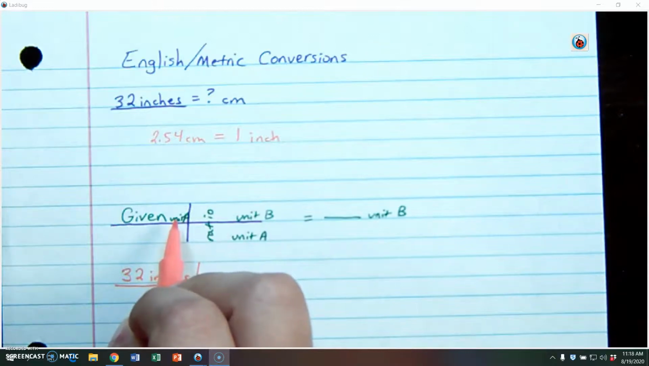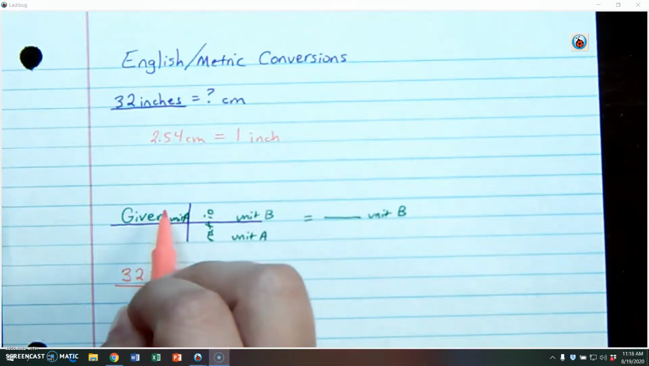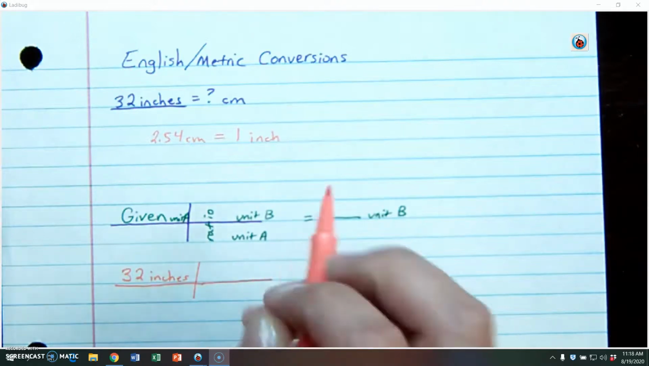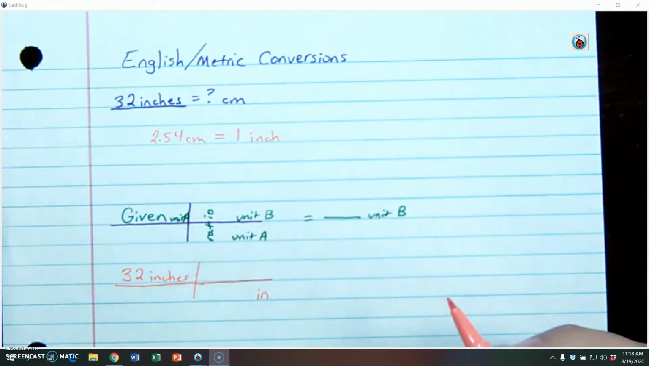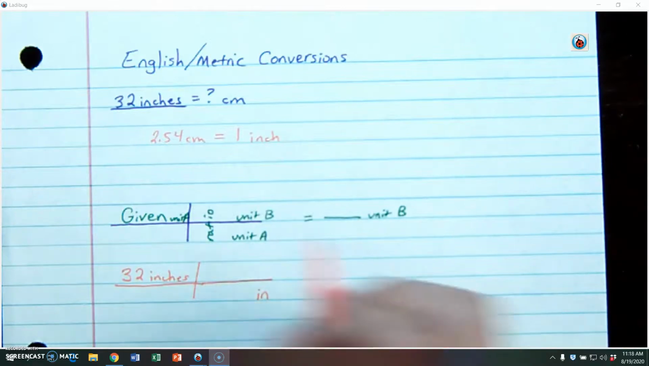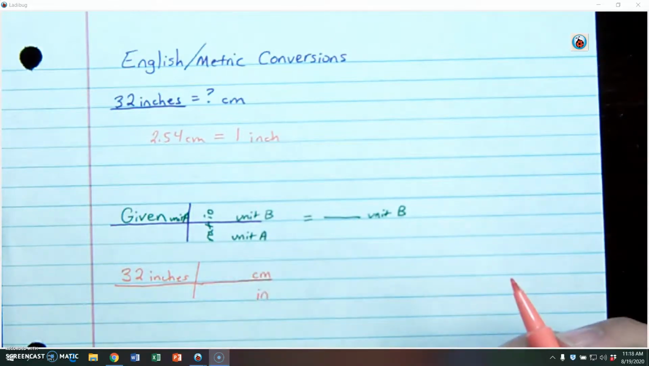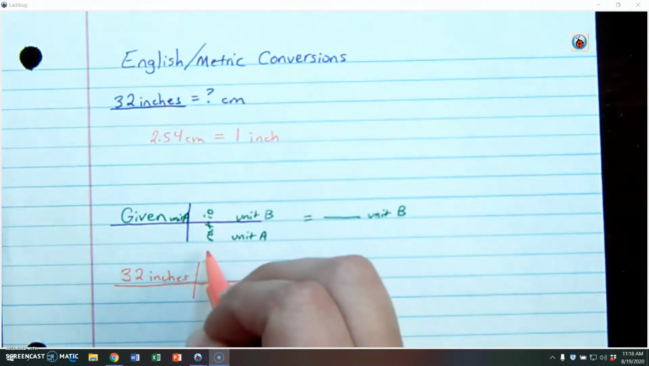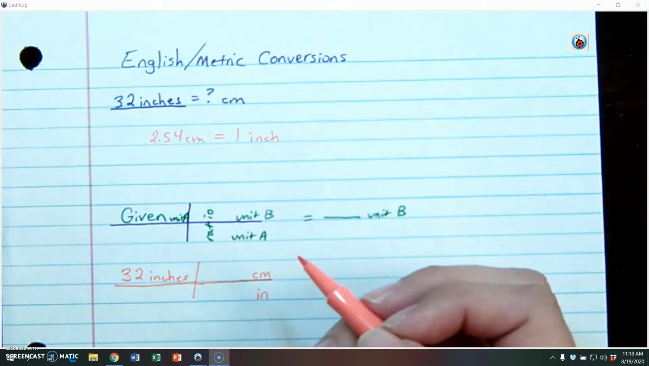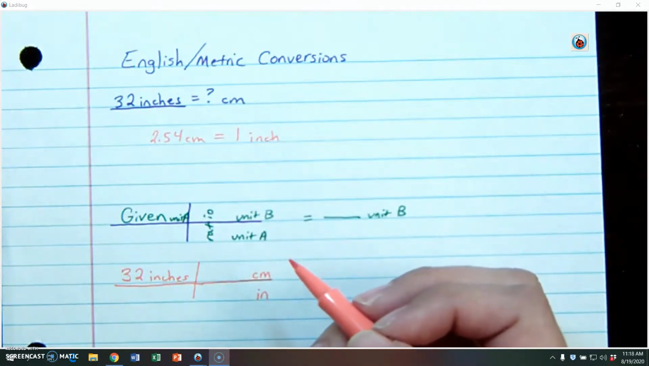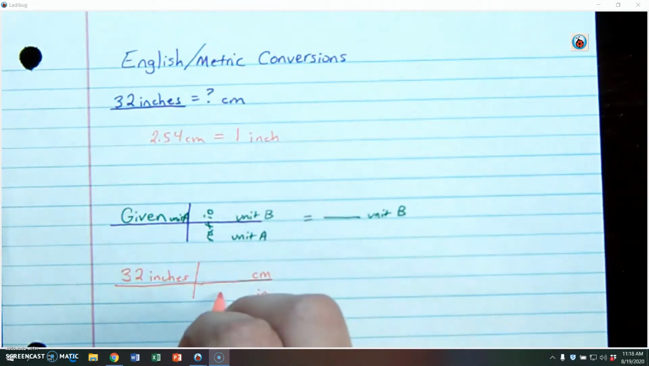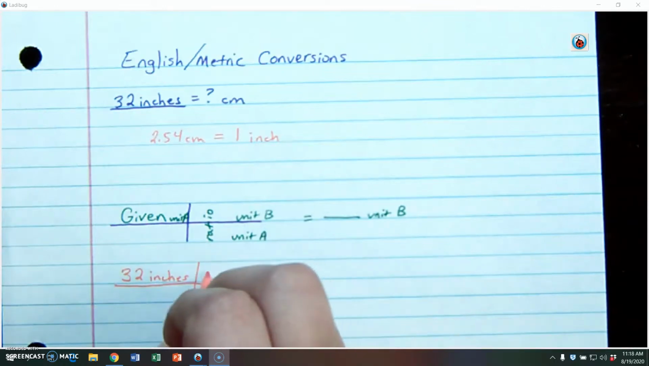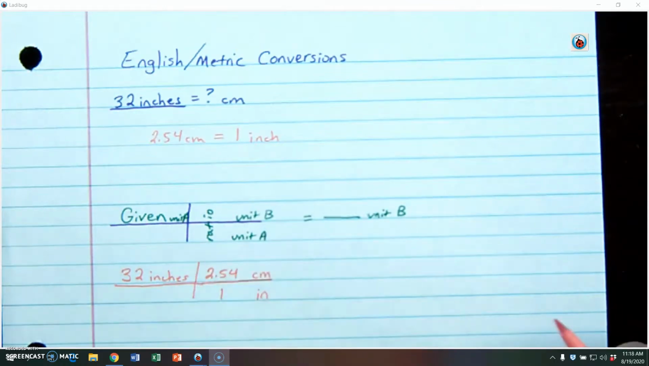Now, in order to get rid of the inches, in order to cross it out, they need to be across from each other. So inches is going to go down here, and what I want it to become, which is centimeters, will go on top. Okay. Now I put in, you see the word ratio right here? I put in that ratio. What two things mean the same thing as each other? Kind of like 1 dozen means the same thing as 12 individuals. What two things mean the same? So in this case, 1 inch means the same thing as 2.54 centimeters. Okay, so now I've got it all set up.